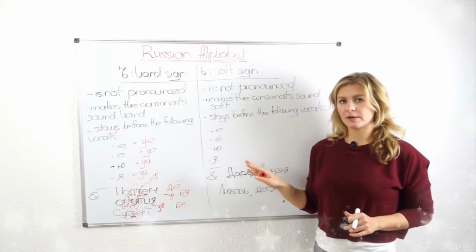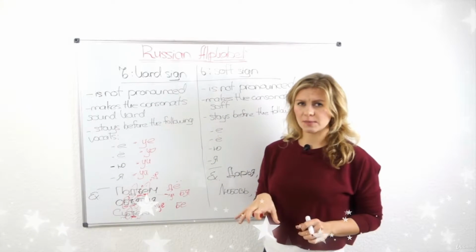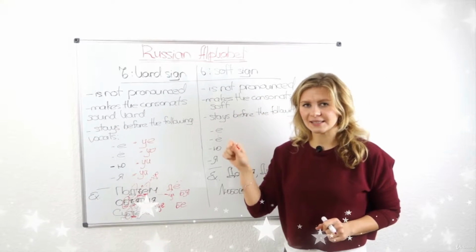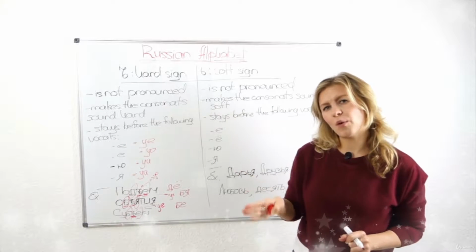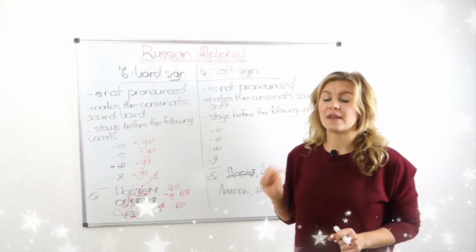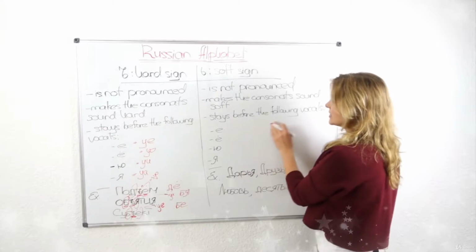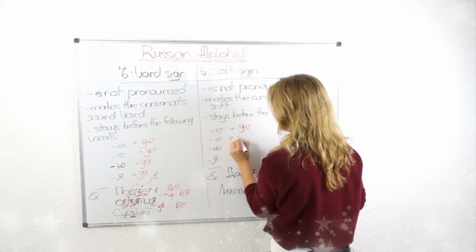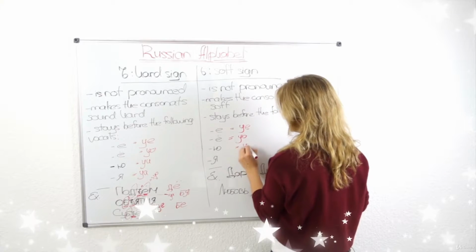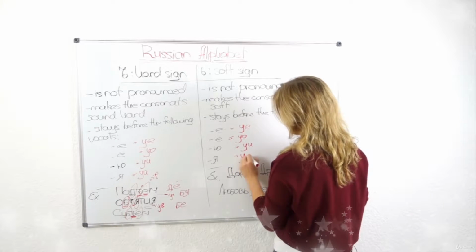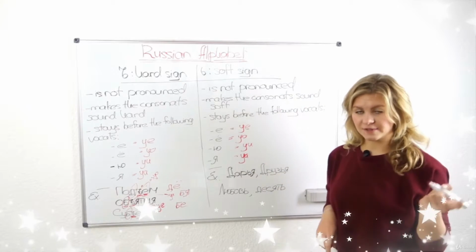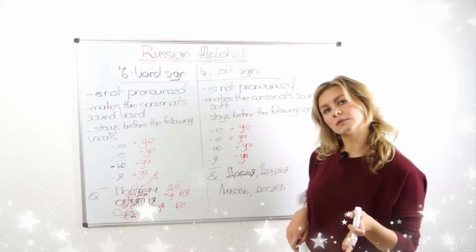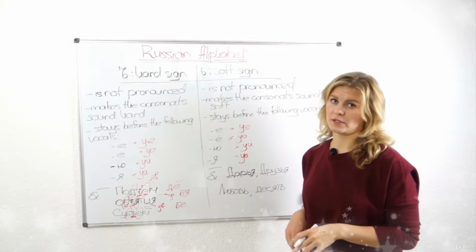It's also not pronounced, not as a letter, not in the middle of the word. What it does is make all the consonants that are staying in front of or before the sign sound very, very soft. It also stays before the following vowels, exactly the same: ye, yo, yu, ya. But the difference, as I said, is that all the consonants that are staying before it should sound very soft.